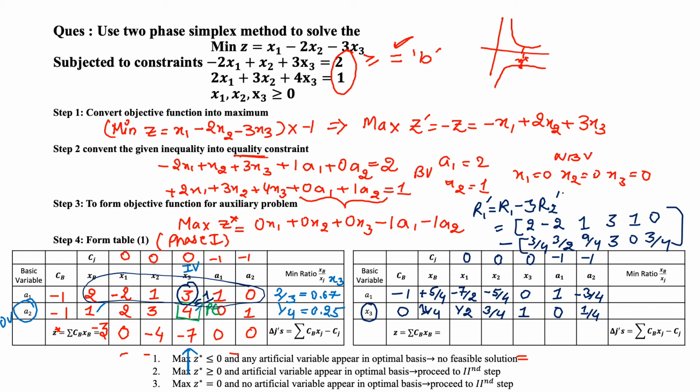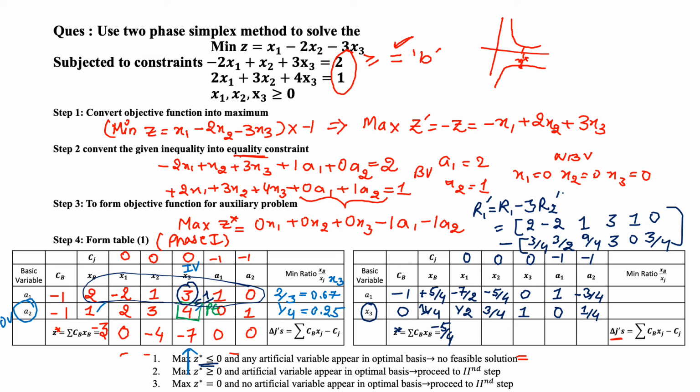Now we will again see what the Z star value is. The Z star value is minus 1 into 5 by 4. This will become 0. So this is minus 5 by 4. Okay, so again my Z is less than 0, so it is a non-feasible solution. We will again see what the incoming and outgoing variables are. So again we are going to find delta J.